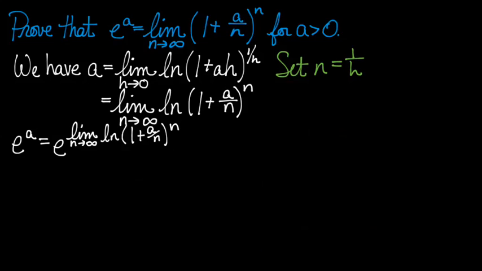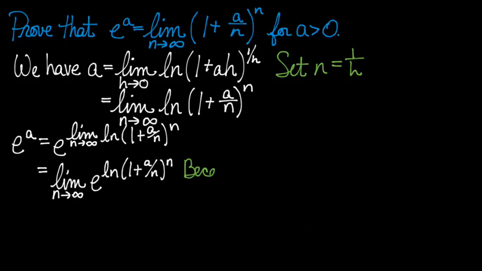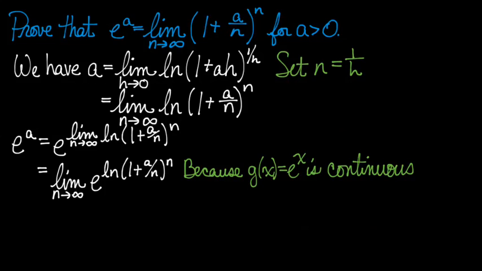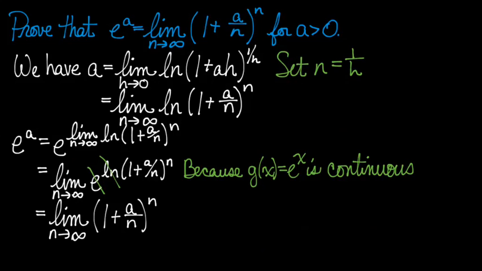So I'm ready for the punchline. So first, I substitute what I know a to be. I did all that work. I'm going to substitute that now. And next, I'm going to use the property that e to the x is a continuous function. And what that means is this and this are allowed to change places. You can do that when you're dealing with continuous functions. Next, the e and the ln cancel, and you're left with the limit as n goes to infinity of 1 plus a over n to the n power.